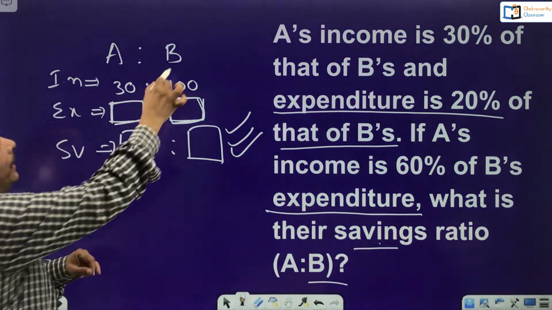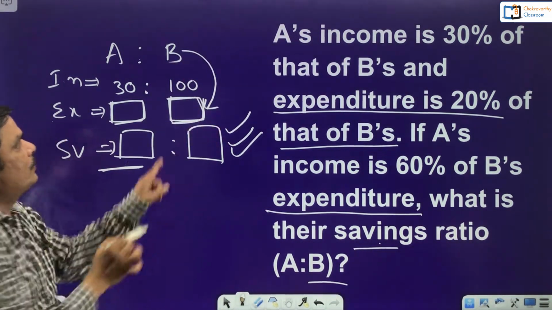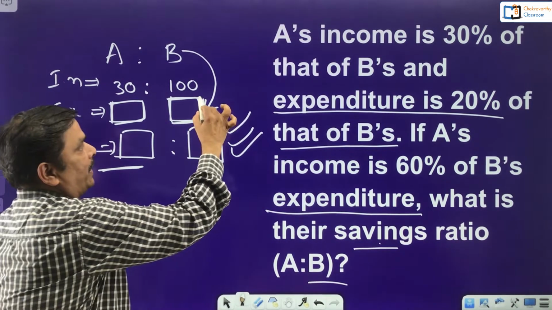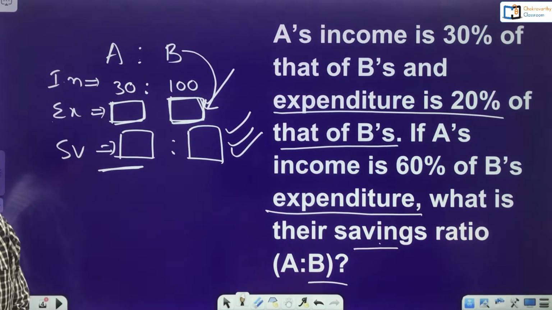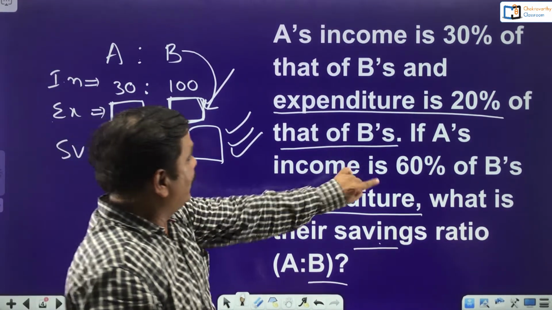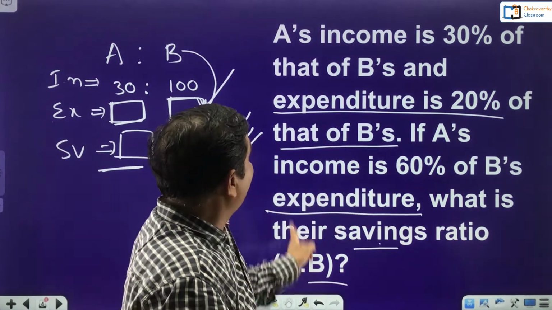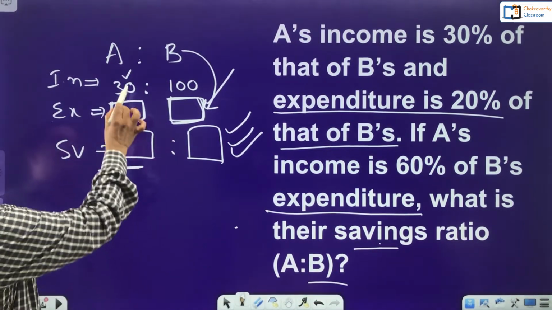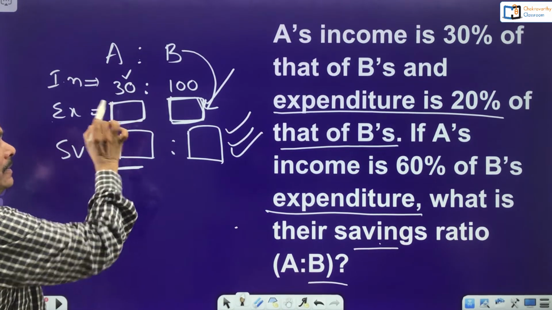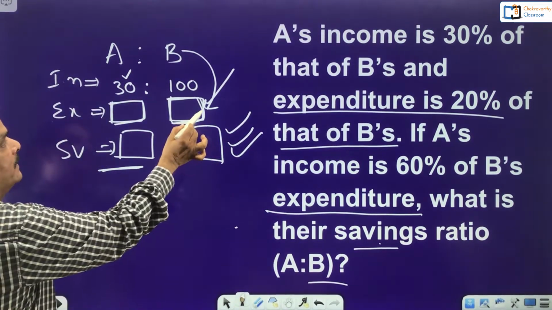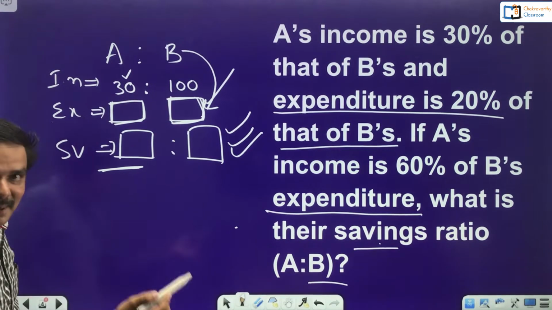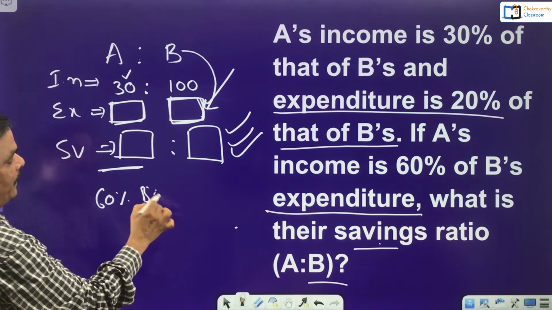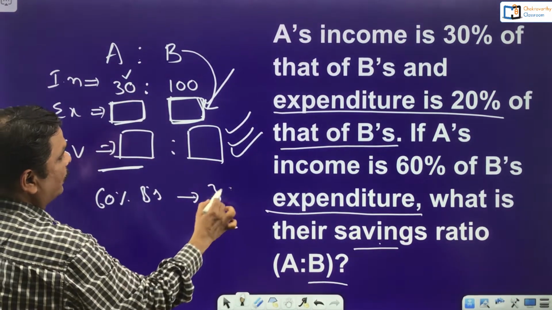That means if you get B's expenditure, 20% of this will be A's expenditure. Now my task is to find out B's expenditure first. For that, what they have given is that A's income is 60% of B's expenditure. Now very clearly, A's income, this part 30, is 60% of B's expenditure. That means 60% of B's expenditure is equal to this 30.